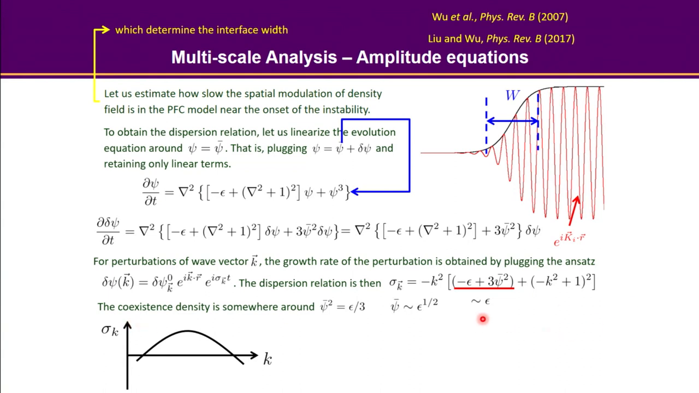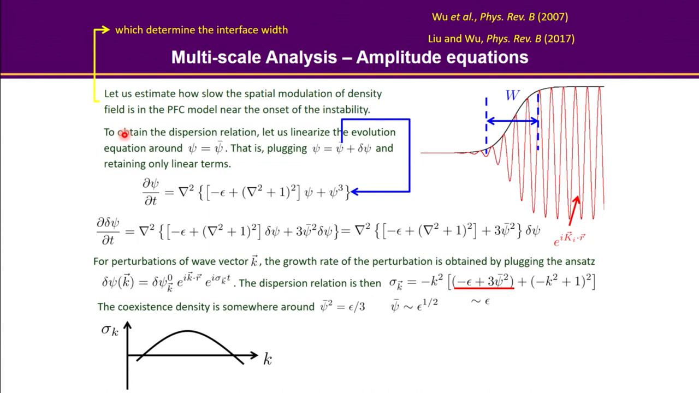Right, so we are looking at that regime and seeing that if epsilon minus 3 psi squared is really close to 0, in that case, if you have a solid liquid interface, how this spatial modulation is going to decay or change across the interface. So what we did here is just to linearize the equation, trying to get a dispersion relation. But all the efforts later you are going to see is that we can just use a very simple analysis to show you that the interface width will change with 1 over the square root of epsilon. So when epsilon is really small, you are expecting a really, really wide interface, right?